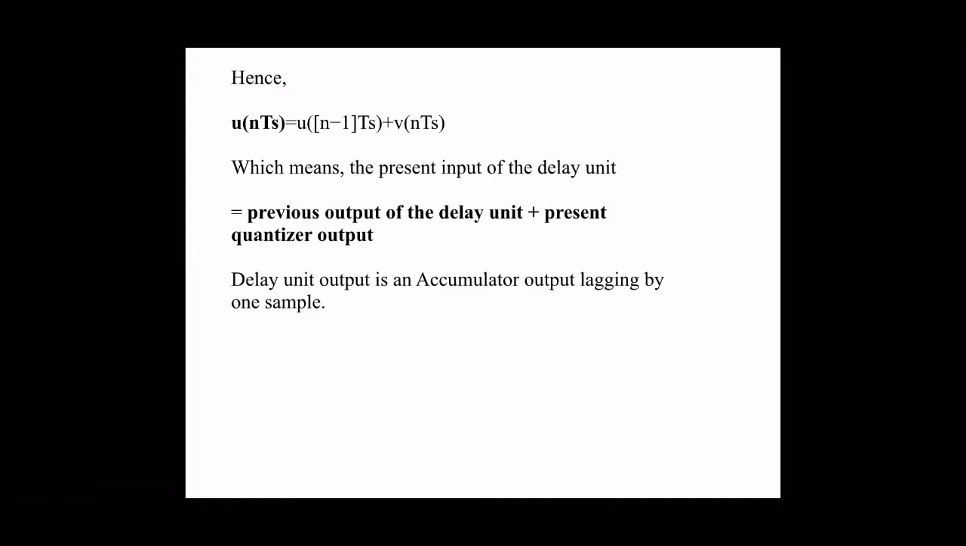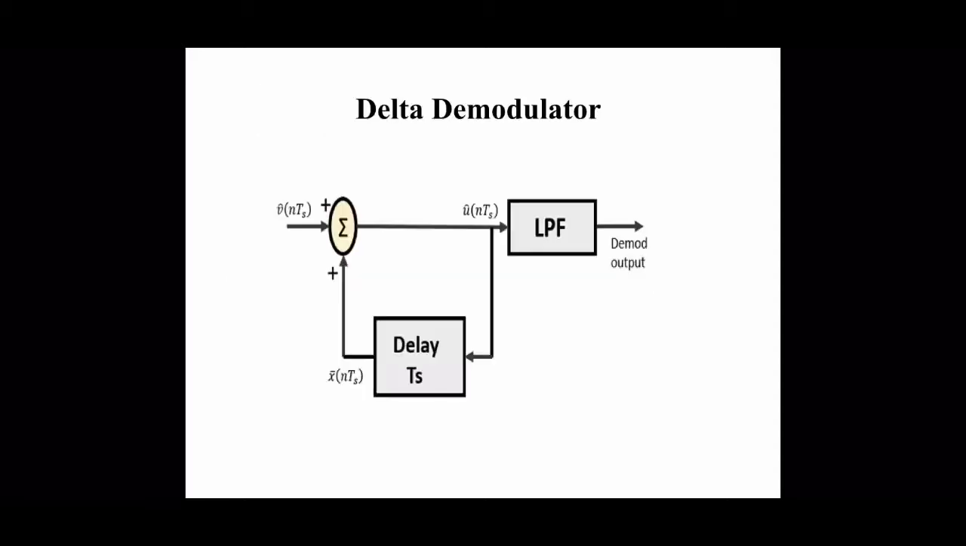So u(nTs) will be the delayed output plus the quantizer input, which means the present input of the delay unit. That is equal to the previous output of the delay unit, u((n−1)Ts), plus the present quantizer output, that is v(n) or v(nTs). So the delay unit output is an accumulator output lagging by one sample, that is 1 bit.